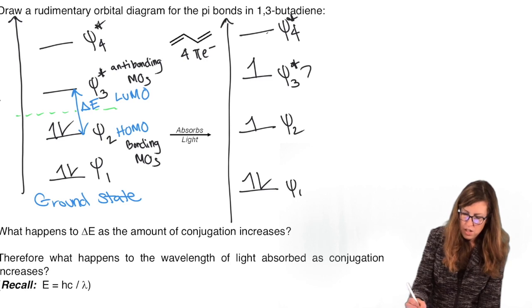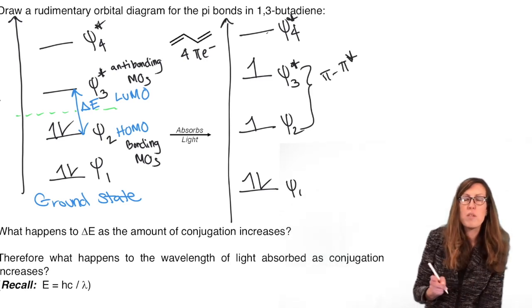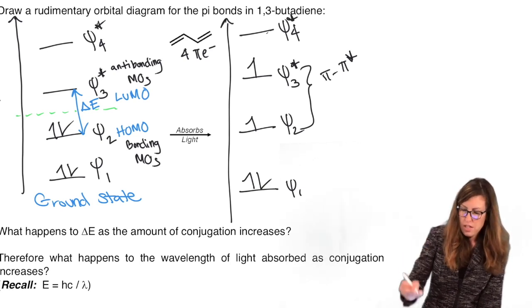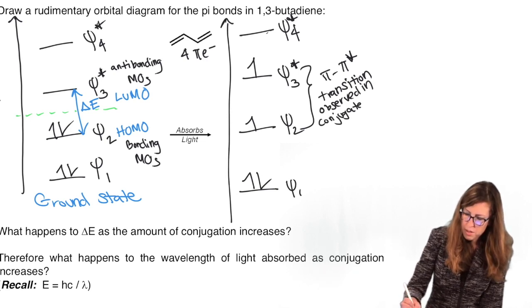And this is called a pi to pi star. So we went from one pi molecular orbital that was bonding to an anti-bonding one. And this is called a transition, pi to pi star transition. And it's observed in conjugated pi systems.